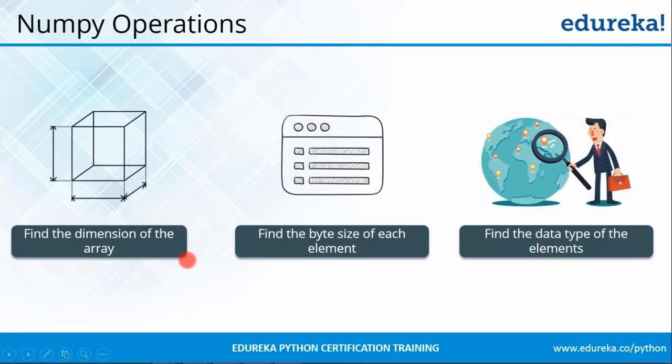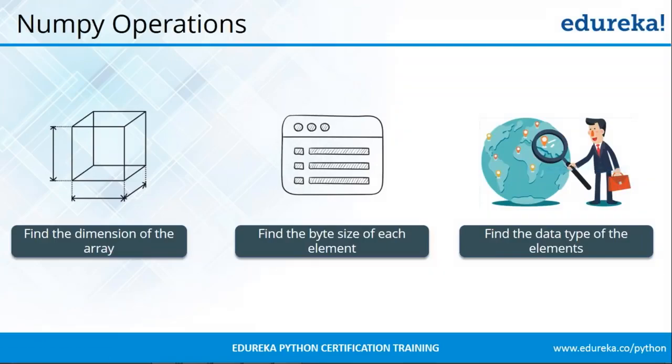So you can find the dimension of your array, whether it is a two-dimensional or a single-dimensional array. Then you can even calculate the byte size of each element. It is pretty easy. I'm going to tell you that practically. You don't need to worry about that. And you can even find the data types of the elements that are stored in your array. So if you want to know what is the data type of the elements, you can do that as well. So let me show you these three operations first, and then we'll move forward to the other operations.